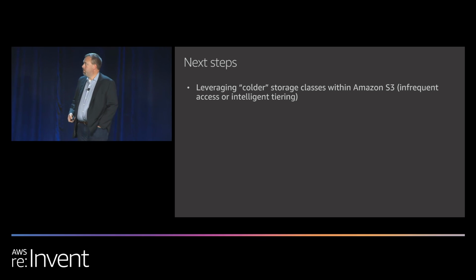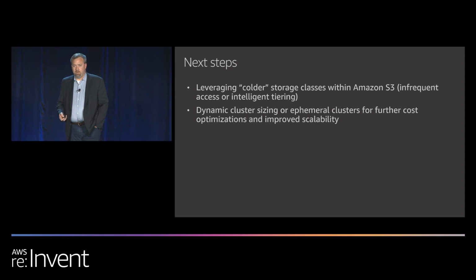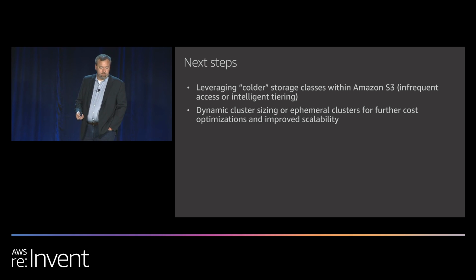Our next steps, like I said earlier, we're going to look at some cost optimizations. We're going to leverage colder storage classes, infrequent access, or intelligent tiering. We think that those dedicated clusters could be more dynamically sized. So if we have a Redshift cluster that starts out small but expands when the query load is increasing, but then shrinks back when it's not really being used, that will improve our cost, but also our performance, we believe.